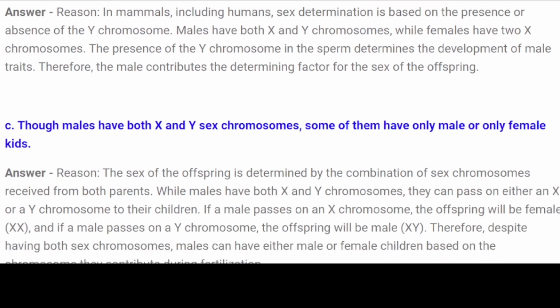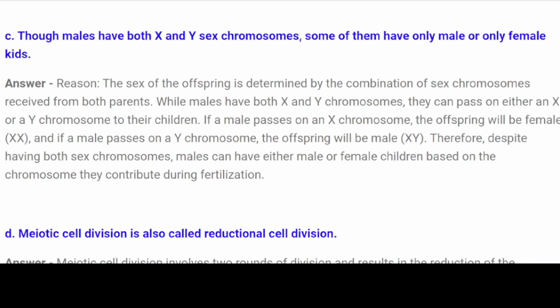C. Though males have both X and Y sex chromosomes, some of them have only male or only female kids. Answer. Reason. The sex of the offspring is determined by the combination of sex chromosomes received from both parents. While males have both X and Y chromosomes, they can pass on either an X or a Y chromosome to their children. If a male passes on an X chromosome, the offspring will be female, XX, and if a male passes on a Y chromosome, the offspring will be male, XY. Therefore, despite having both sex chromosomes, males can have either male or female children based on the chromosome they contribute during fertilization.